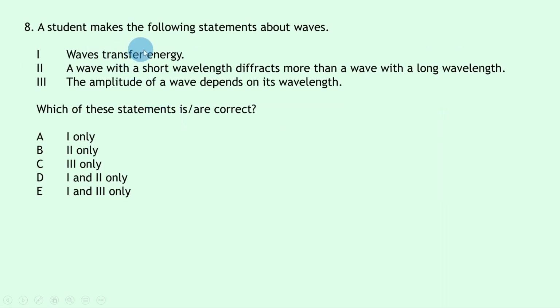Question 8 says that a student makes the following statements about waves. So statement 1 says waves transfer energy, statement 2 says a wave with a short wavelength diffracts more than a wave with a long wavelength, and statement 3, the amplitude of a wave depends on its wavelength. Which of these statements is or are correct?